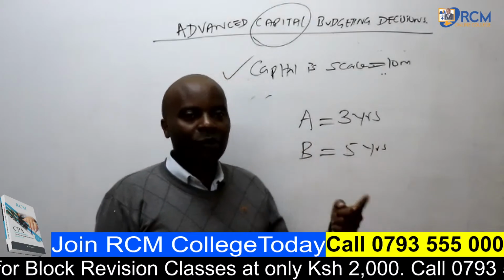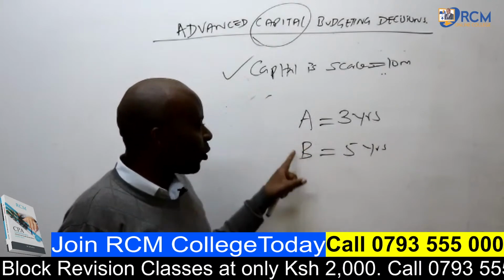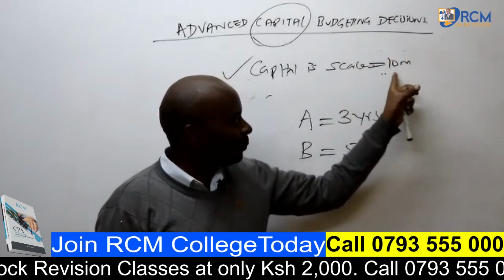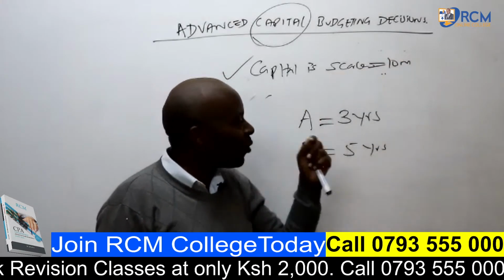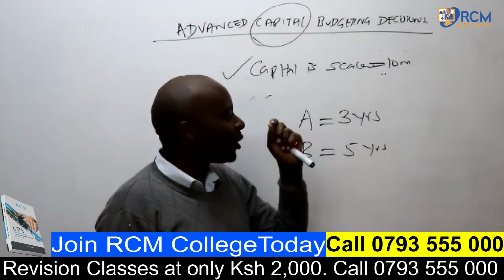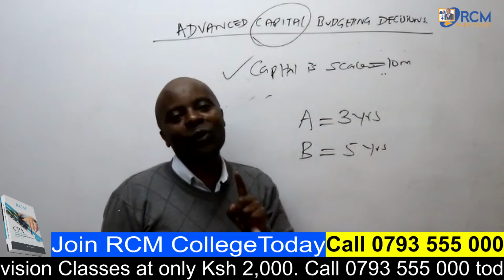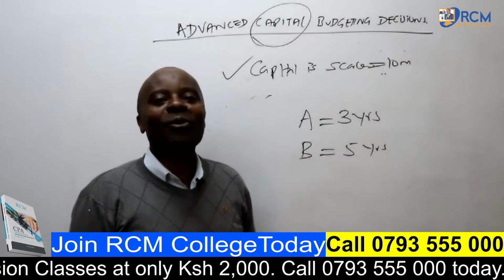So in terms of payback period, we can't afford both projects with the 10 million, we can only afford one. If you're told that you can only afford one, A or B, on the basis of payback period, which project will you go for?